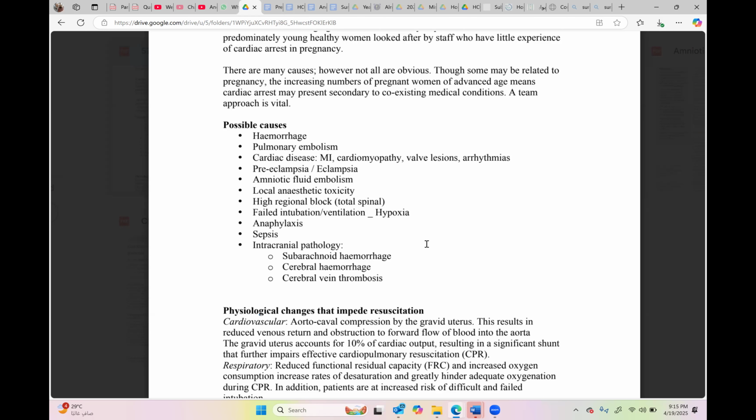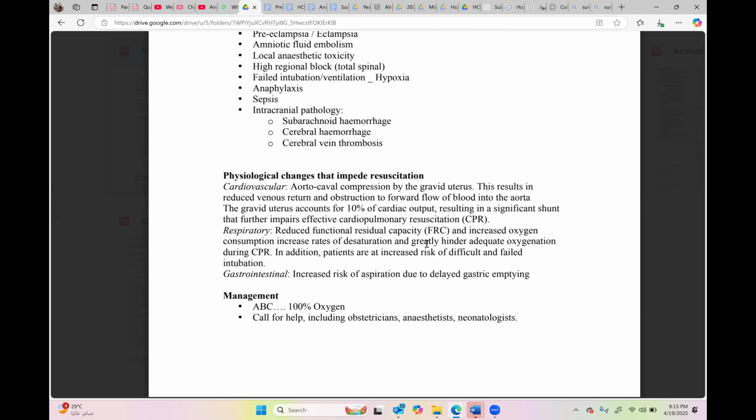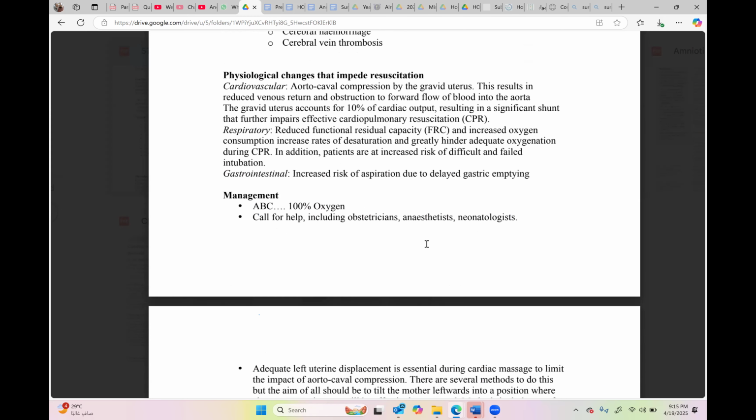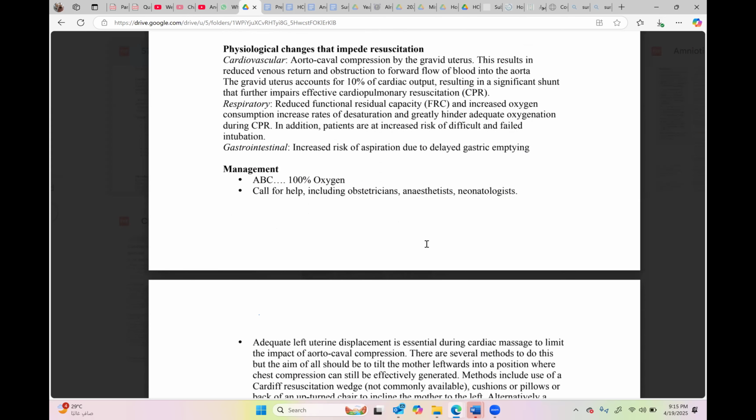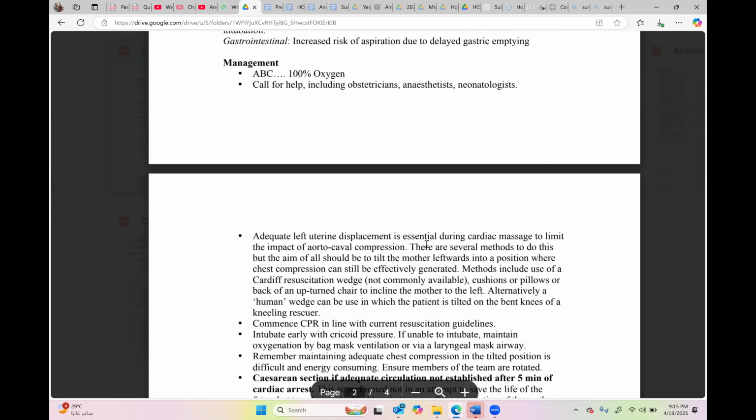And because the management will be the same, for aortocaval compression you just have to do left uterine tilt. You have to give fluid, you have to make sure the patient is ventilating nicely, as they have written. Call for help: obstetrician, anesthetist, neonatologist. In this scenario, you have to do the resuscitation with reference to CPR in pregnancy. What are the important things you should not forget?